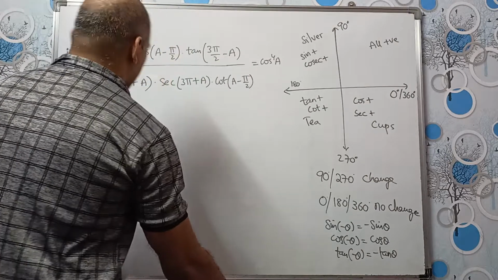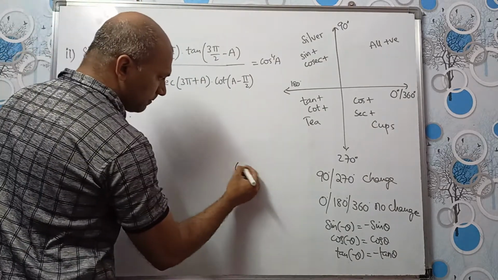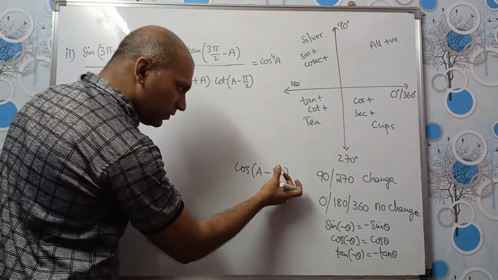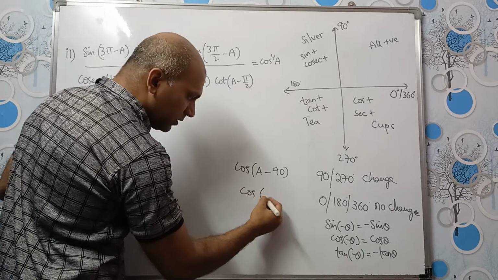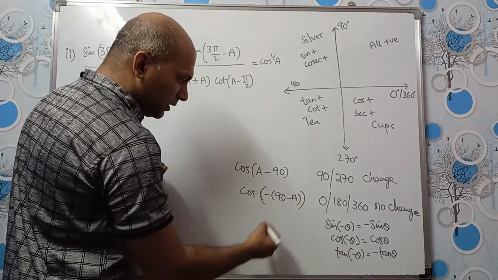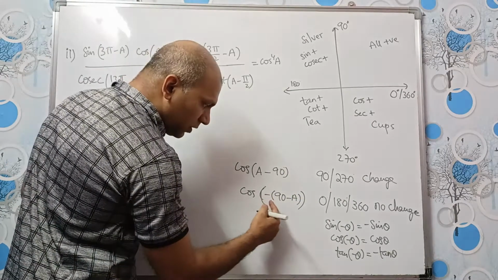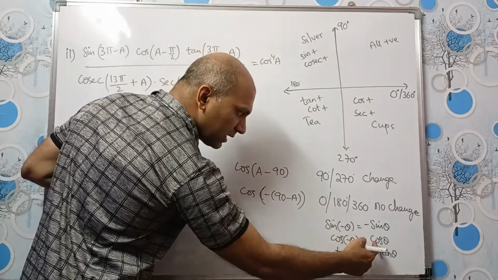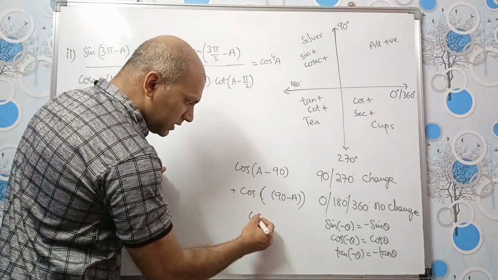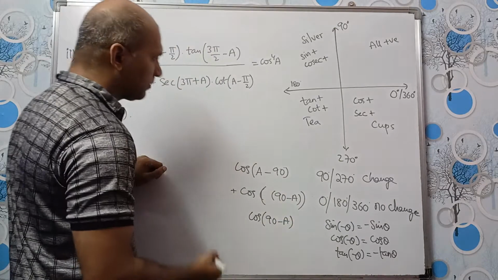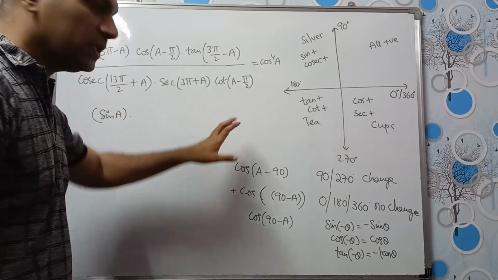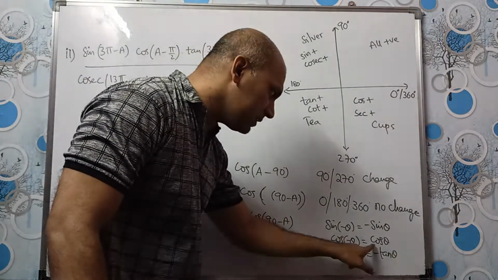Okay, alright. What about this one? See here, we have cos(A − 90). Pi by 2 is 90, right? So if you take minus common, it will be 90 minus A. See, this is like cos(−θ). What is cos(−θ)? It is cos θ, right? So this is still cos(90 − θ) only. You write cos(A − π/2) or you write cos(π/2 − A), it will be the same, because cos(−θ) is equal to cos θ.